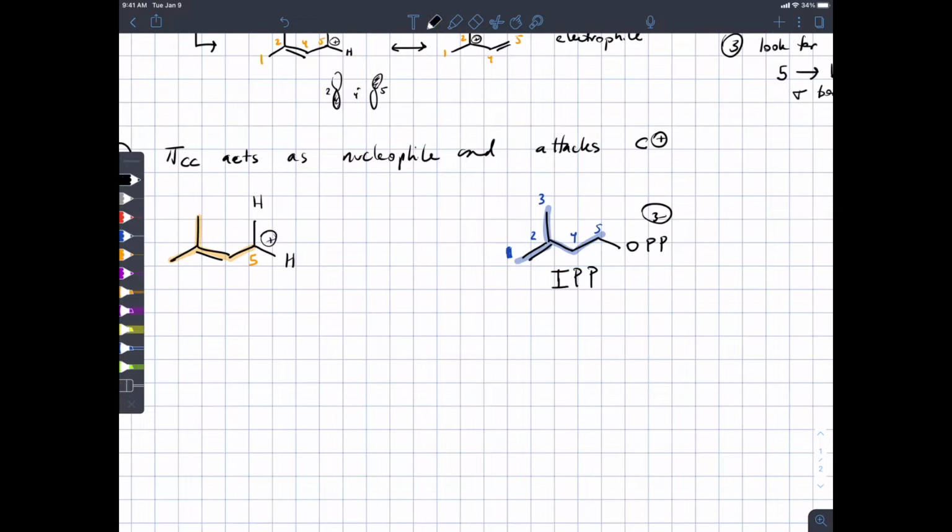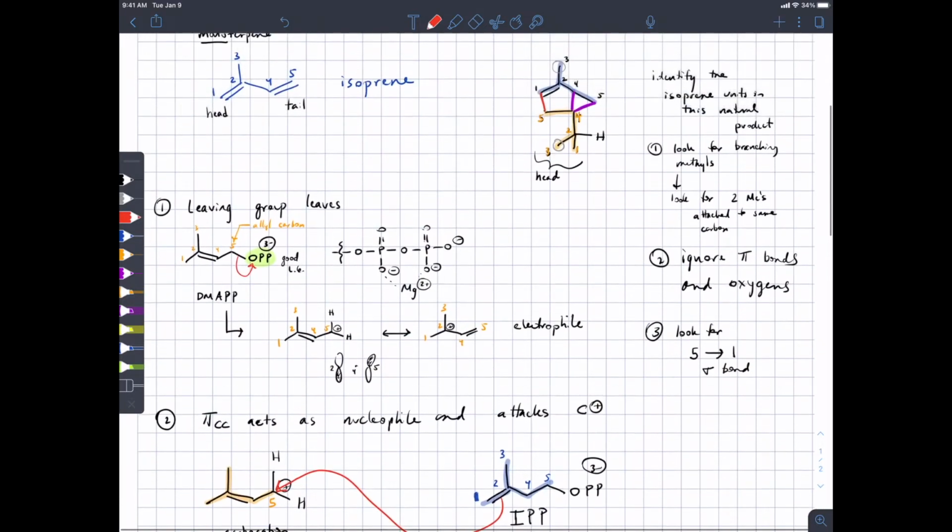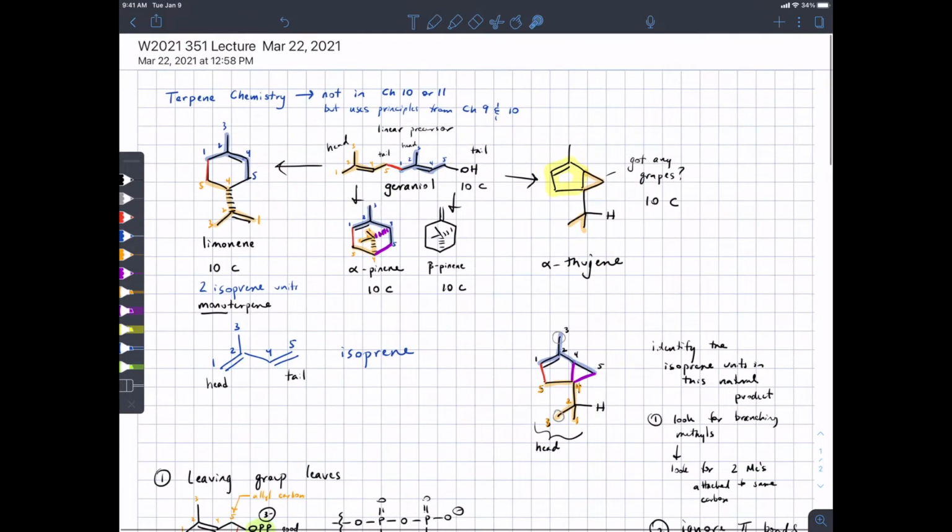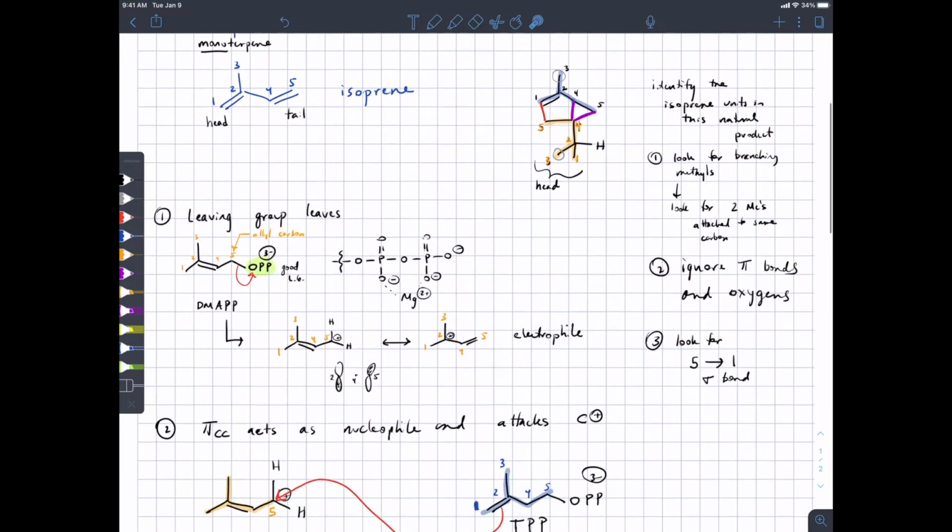So here is a carbocation, resonance stabilized. The pi bond is going to attack the allyl cation at carbon 5. Why doesn't it attack at carbon 2? I suppose it could. There might be cases when that happens, but that's not how we generate that linear geraniol that I was talking about.